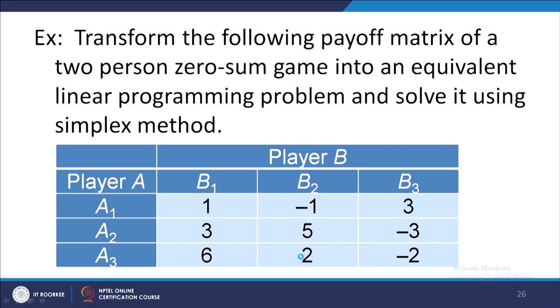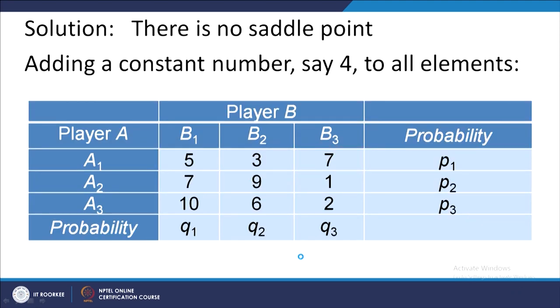And as I said, the moment you find any entry in the payoff matrix negative, you must make sure that it has to be removed by adding a constant such that all the entries become 0 or greater than 0. So in the solution to this problem, first thing we find is that there is no saddle point in the game. And once we are sure of that, we can apply the mixed strategies, therefore we will add a constant to all the elements of the matrix.